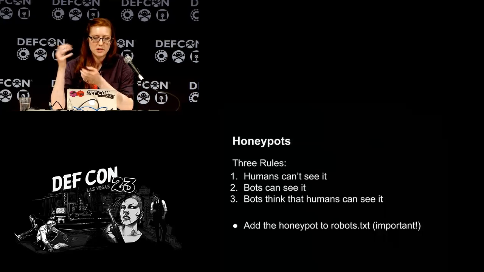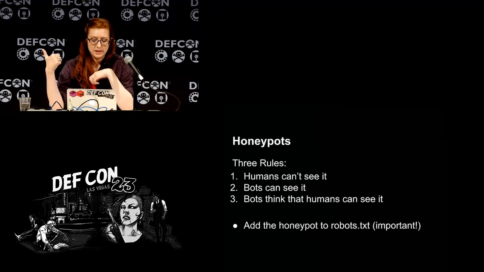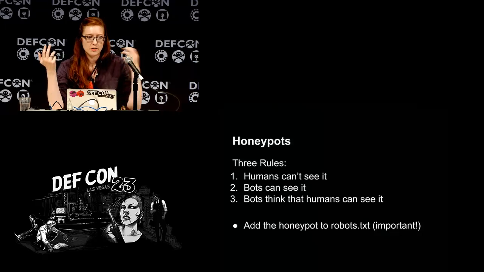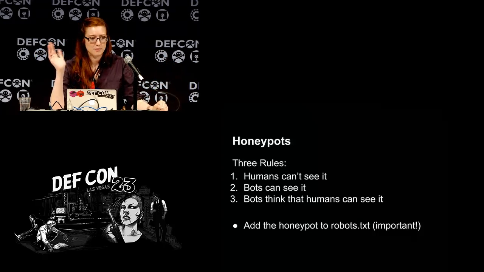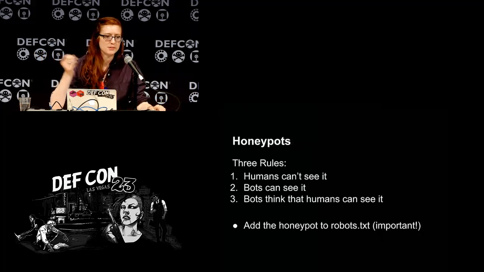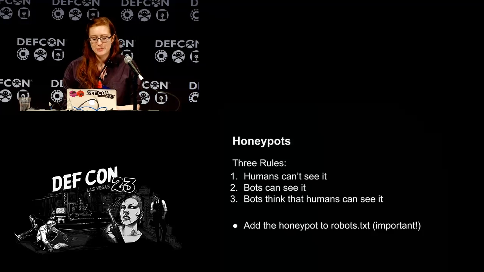Honeypots. Honeypots are a word that's used a lot in security, but with web scraping, I tend to think of them as a DOM element that follows three rules. Humans can't see it, otherwise they would get honeypotted. Bots can see it, otherwise it wouldn't work. And bots think that humans can see it, otherwise they'd be like, oh, obvious honeypot, I'm going to avoid this. It's also very important to add the honeypot to the robots.txt. This can serve a couple of purposes. One, you have the bad robot saying, ooh, robots.txt tells me not to go there, I'm going to go there. Honeypotted, right? And the other one is that the Googlebot won't go to it and you won't accidentally block them.